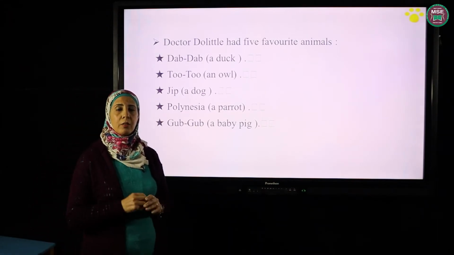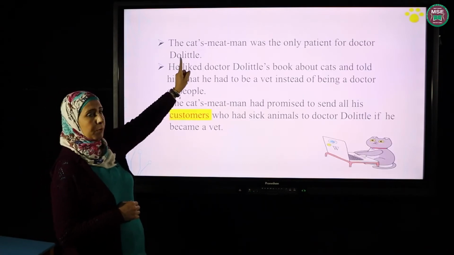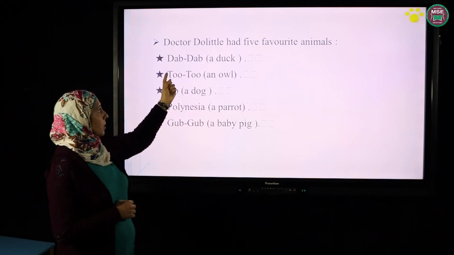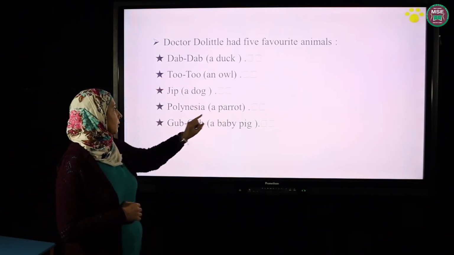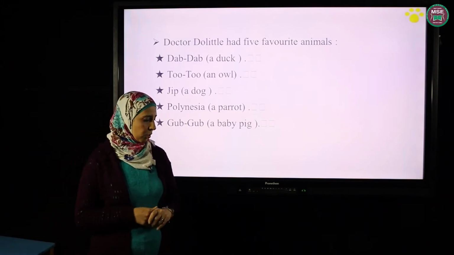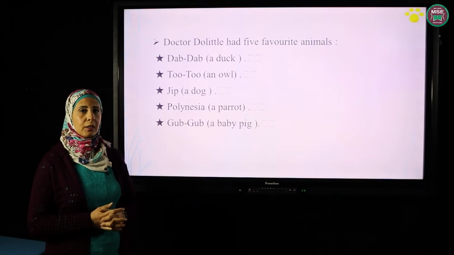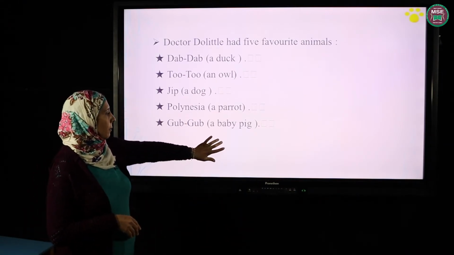If you can remember them, let's name them one more time. Dab Dab, a duck. Jip, a dog. Tutu, an owl. Polynesia, the parrot. Gub Gub, a baby pig. Okay, you will find these animals all the time around Dr. Dolittle, and they are helping him a lot. Let's see what happened next.